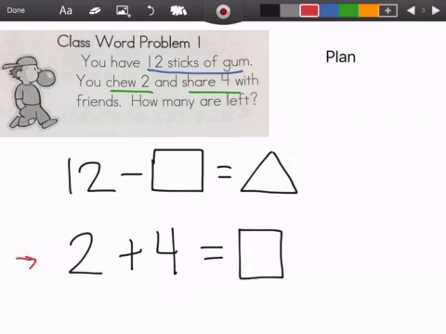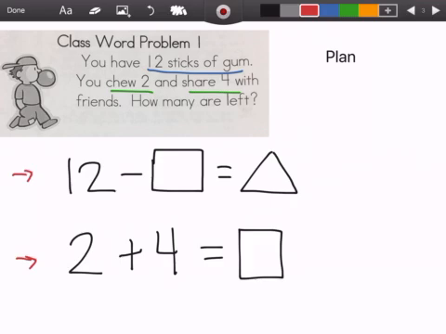2 plus 4 to equal square. How many we chewed plus how many we shared to equal how many we got rid of. And then, secondly, we would solve this part of starting off with those 12 pieces of gum and getting rid of the square to equal the triangle. So this is our plan.